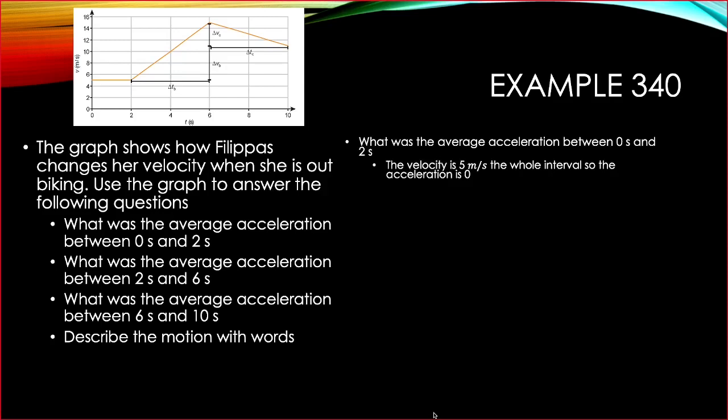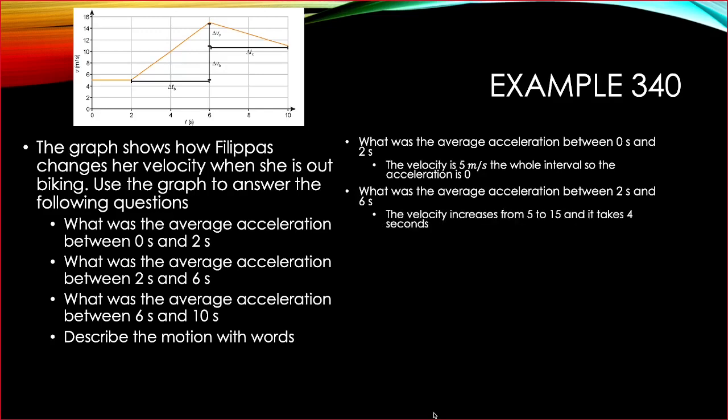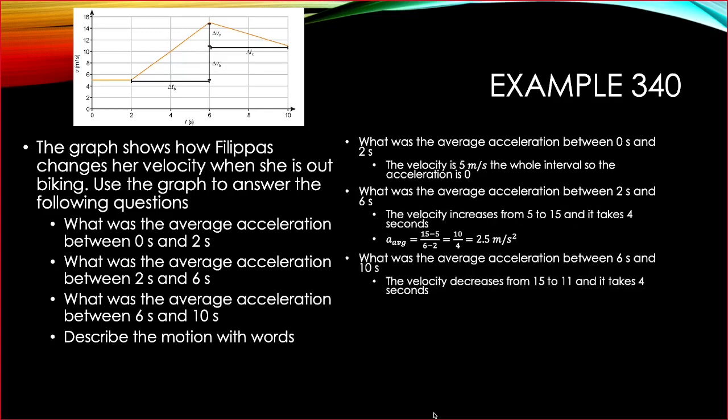For the second interval, then we're using the formula, right? Right, so we have delta V and delta T. And what is the difference in velocity? The difference in velocity is 10. And how long does it take? 4 seconds. So you have 10 divided by 4, and you get the average acceleration. Okay. So it's basically 2.5 meters per second squared.